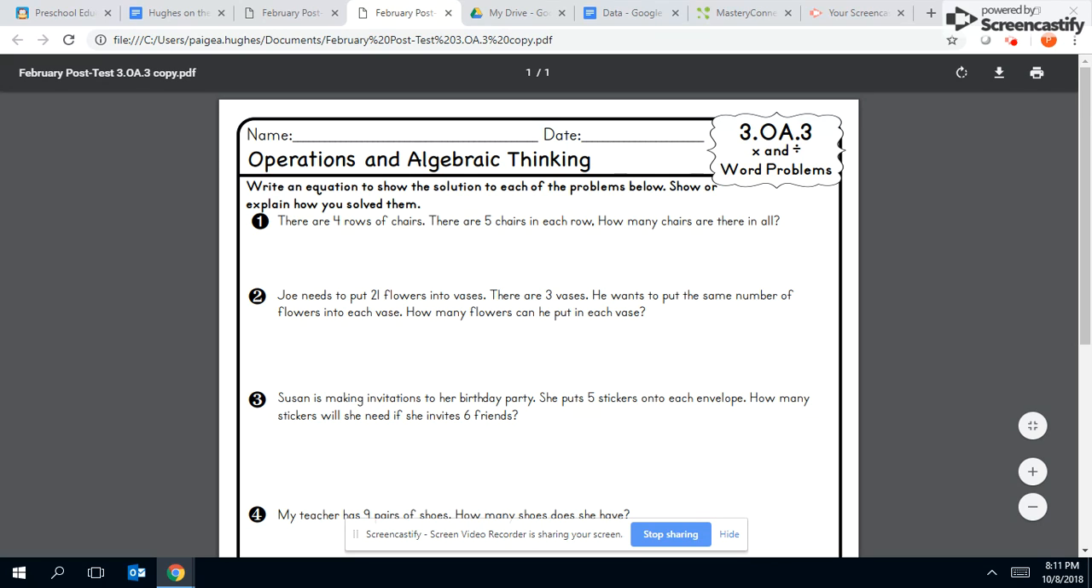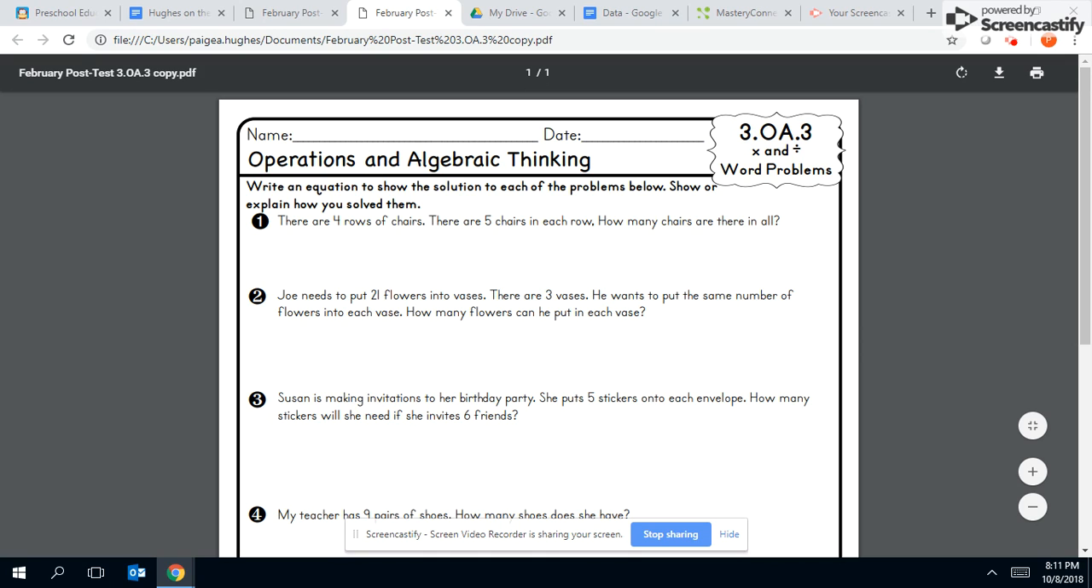I have four rows of chairs. There are five chairs in each row. How many chairs are there in all? Before I can even do anything, I have to ask myself a very important question. Do I have a total? If I have a total, then I know that I can either subtract or divide, but if I do not have a total, I'm going to add or multiply.